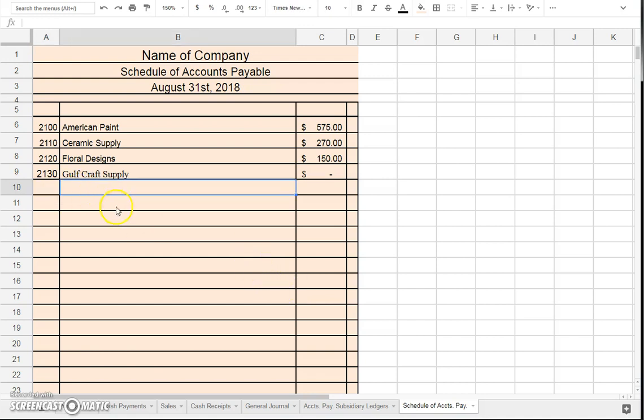All right. Finally, you are going to total these up. You're going to add all 4 of these numbers together. So I'm going to do a quick equation. And I might highlight that real quick just so I can easily see it. So my accounts payable are worth a total of $995. That is the number that I will put into the worksheet, the balance sheet, and the income statement. And that is how you do an accounts payable subsidiary ledger and a schedule of accounts payable.